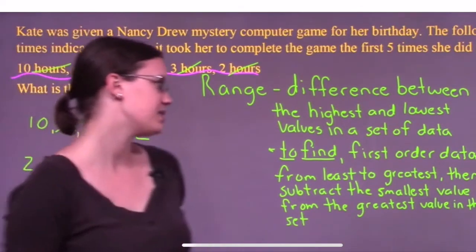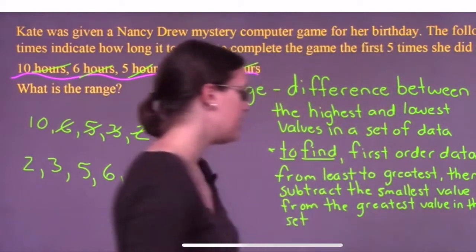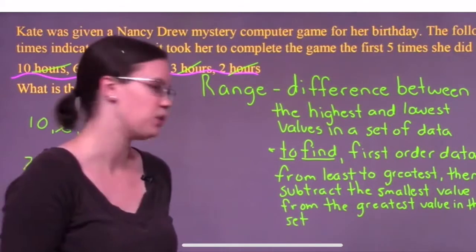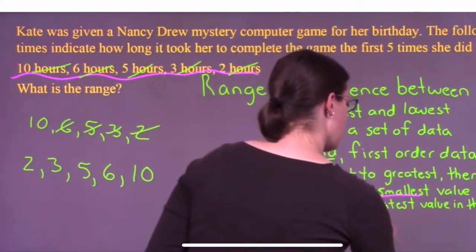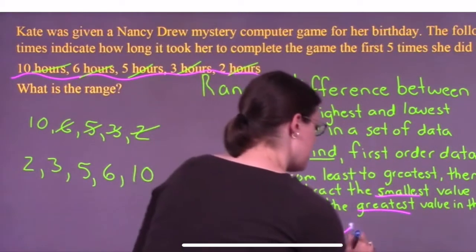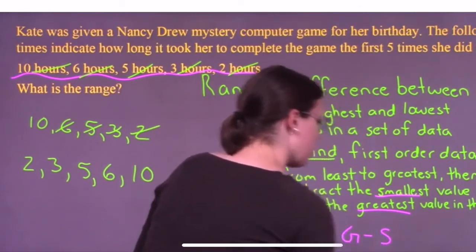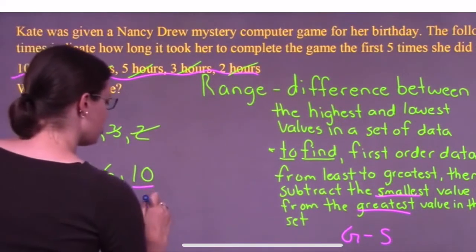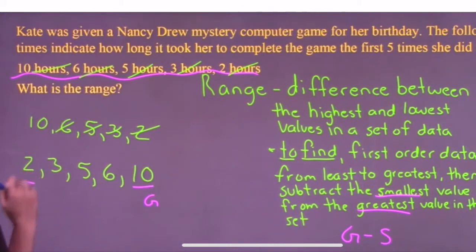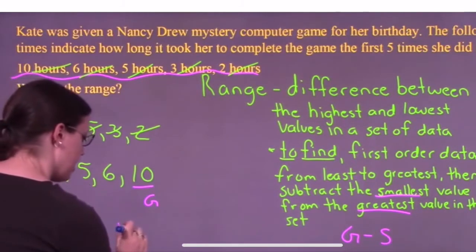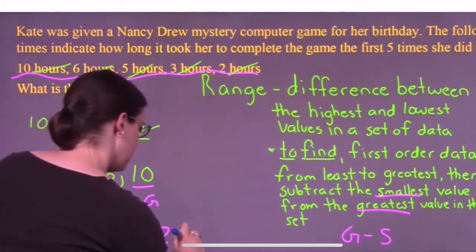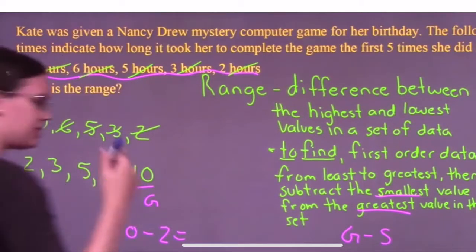Okay, our next step is to subtract our smallest value from our greatest value. Okay, so we're subtracting the smallest from the greatest. We're going to call our greatest G, and we're going to call our smallest S. So G minus S. Okay, here is our G, our greatest value is 10, and our smallest is 2. So we're going to take that greatest value, 10, and subtract our smallest from it, 10 minus 2. So 10 minus 2 is 8.